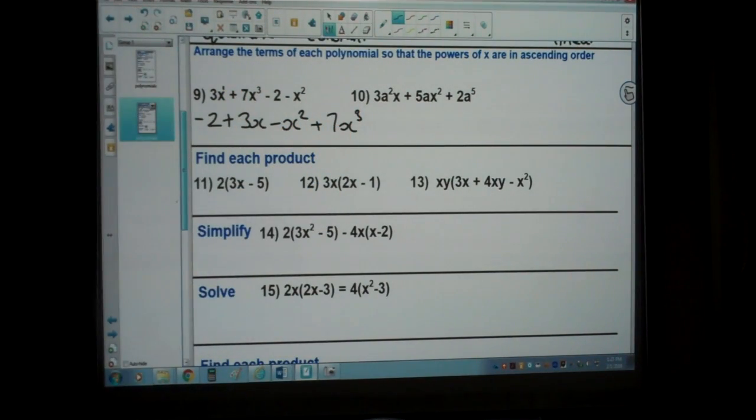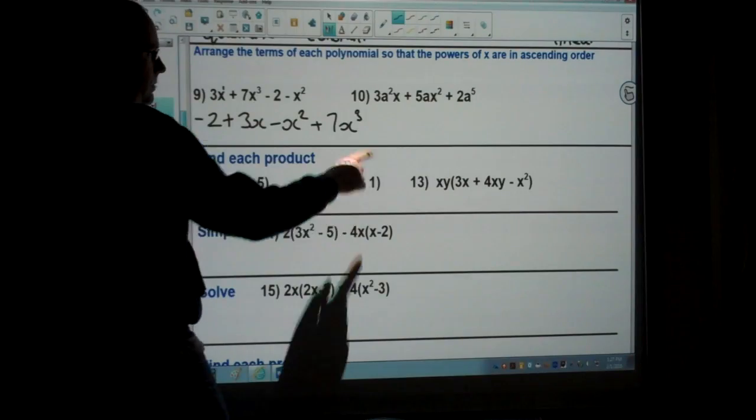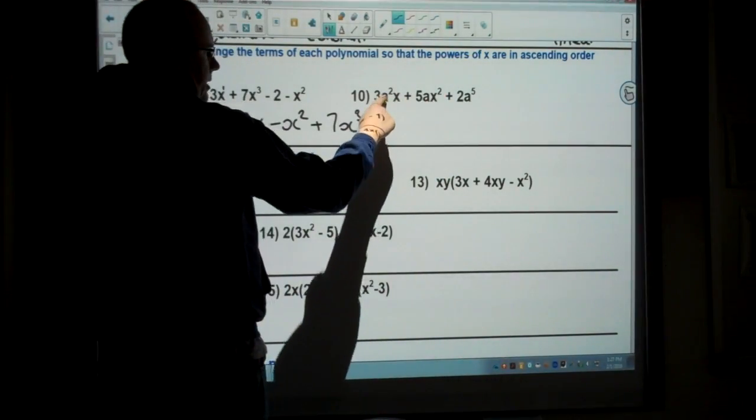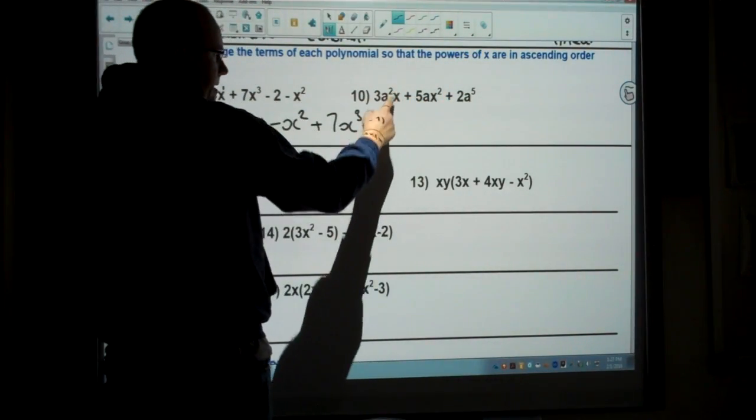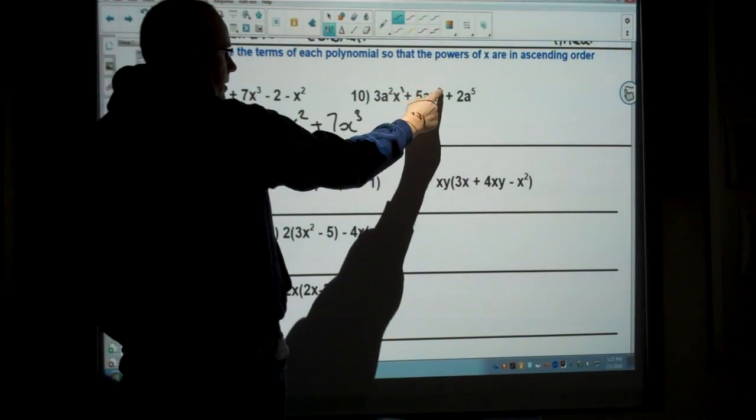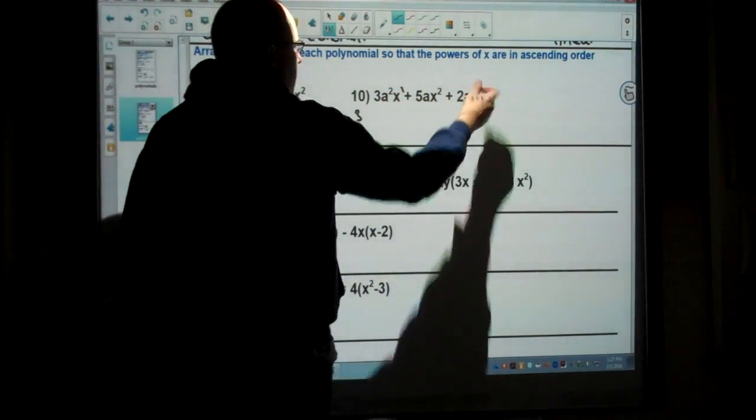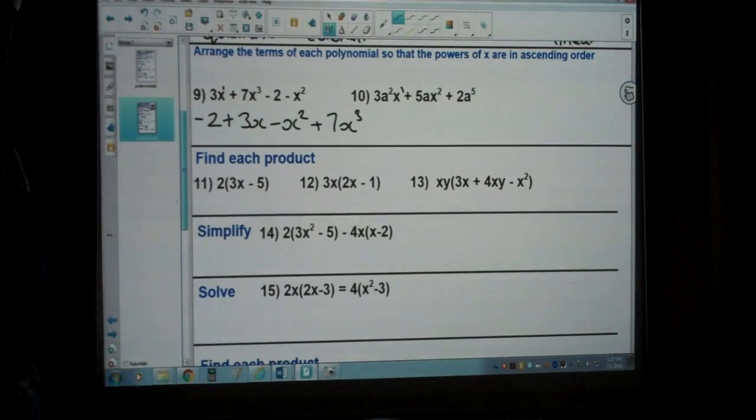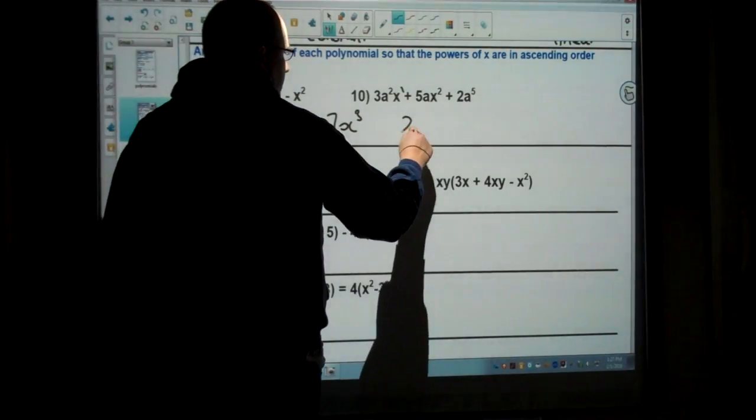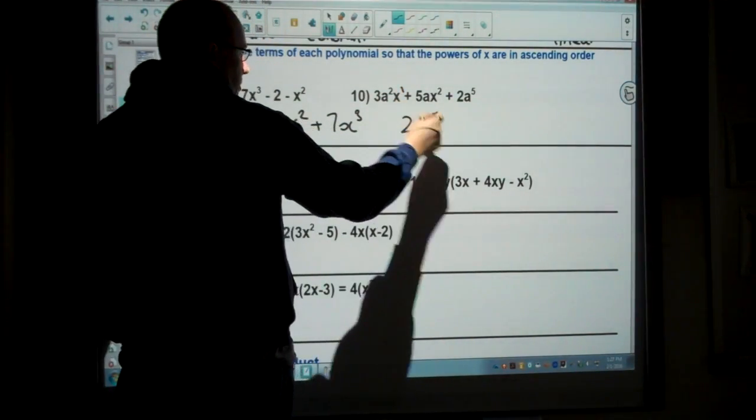So plus 7x cubed. And all I'm doing there is using the commutative rule and changing the order of the polynomials. Now for this one, it does say powers of x, and I'm trying to confuse us here by putting these a's in. But the power of x here is 1. Power of x here is 2. This one doesn't have a power of x in it at all, so that's that constant term.